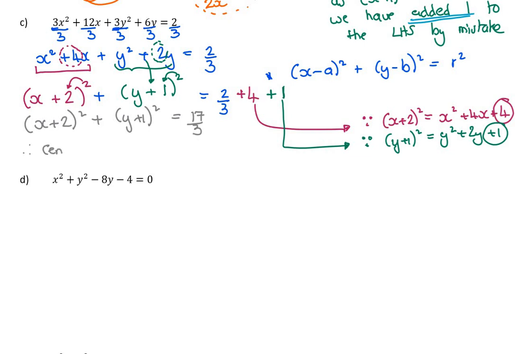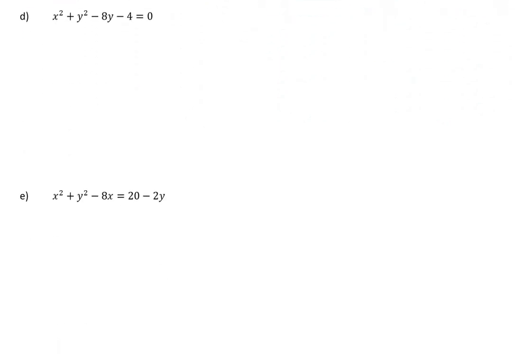So therefore, what is my center? Well, my center is at (−2, −1), and my radius would be the square root of 17/3. Not a very nice number, no problems with that. Right, let's practice some more.